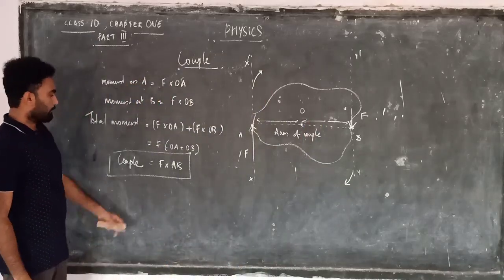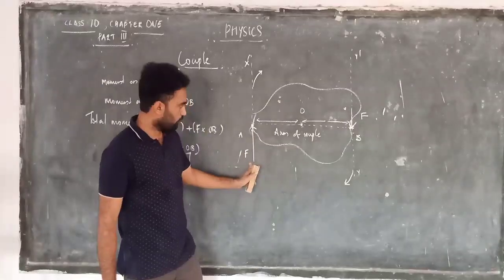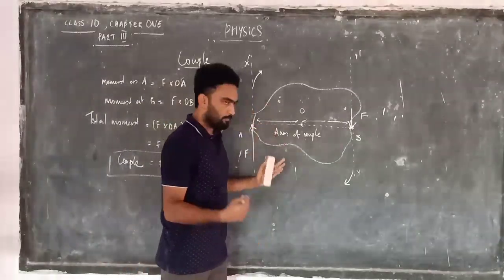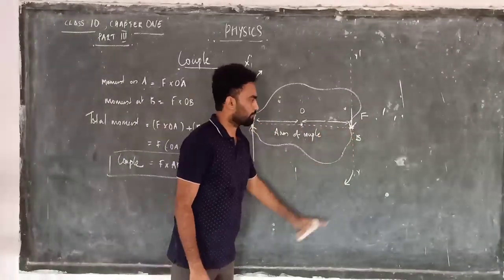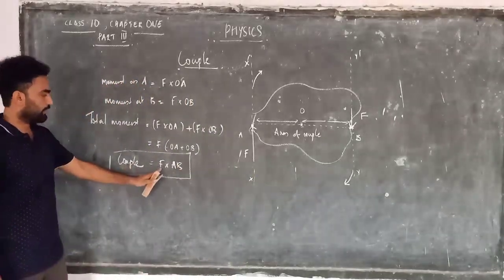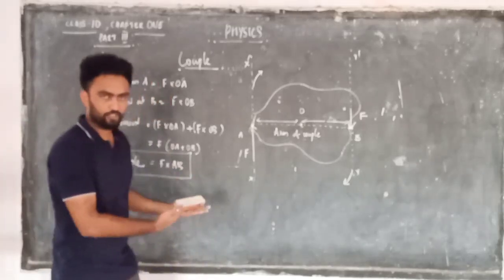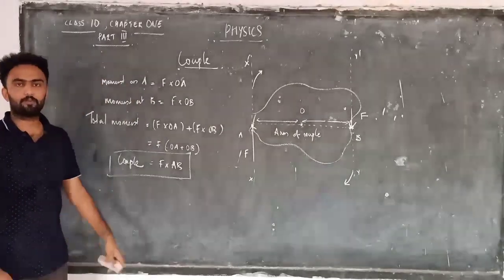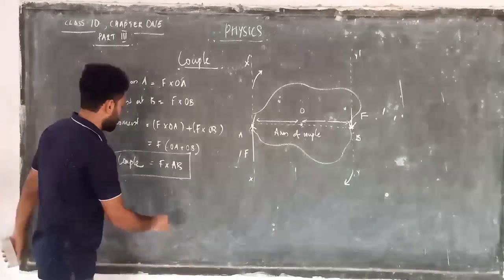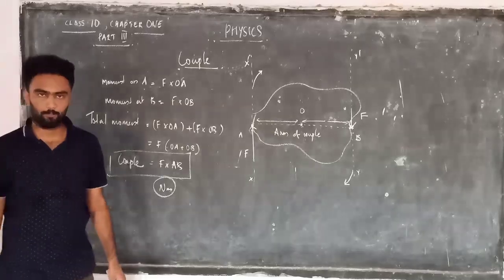Okay? So the total couple taking place on a rigid body is equal to the magnitude of force multiplied with the distance of separation between the two points of action of the force. So couple is equal to F into AB. What will be the unit? The unit will be the same because it's an addition. Summation is only taken there, so the unit will be the same as that of torque, that is Newton meter, which will be the unit of couple.